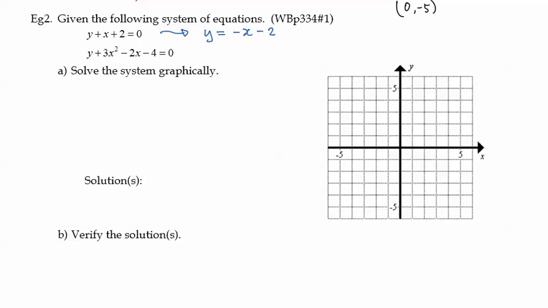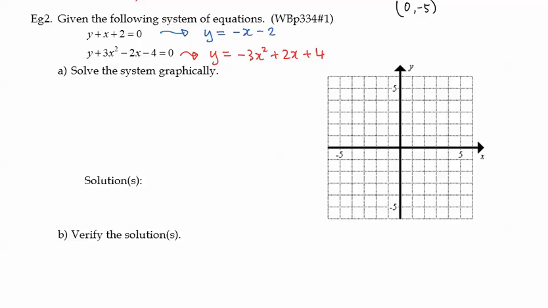The second equation will give us a parabola because it consists of the x squared. If I can rearrange the terms, we will see a trinomial for the second equation, and that will give us a parabola.